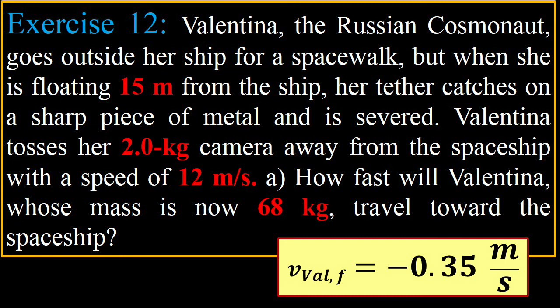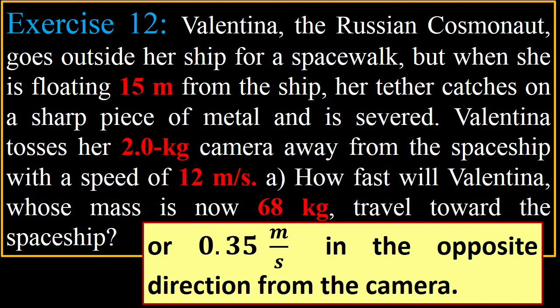So that's the velocity. If she's going at that velocity and she has to go 15 meters, how long is it going to take her to make her way back? Here it reminds you that they're going in opposite directions. The camera is moving at 12 meters per second and she's going to be moving at 0.35 meters per second.